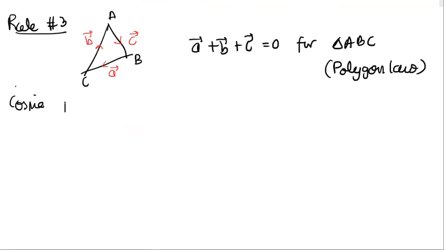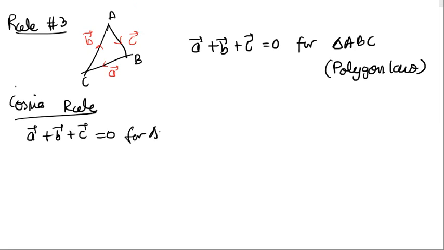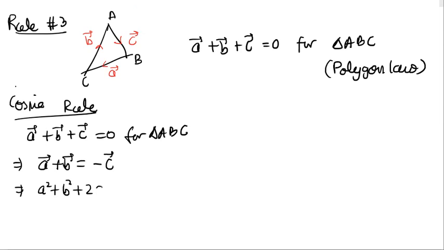So what is the cosine rule? If we discuss the cosine rule, you will see that A plus B plus C is equal to 0 for a triangle ABC. Then squaring both sides, first of all a plus b is equal to minus c, and squaring both sides, you will get a square plus b square plus 2a dot b is equal to c square.